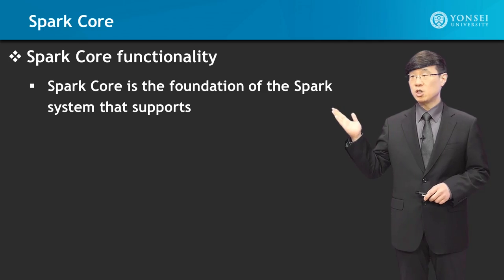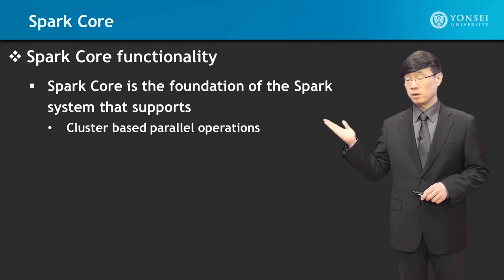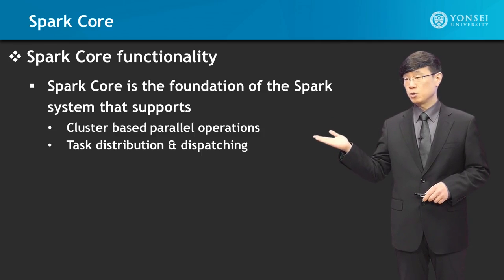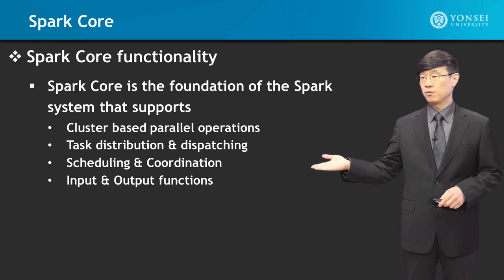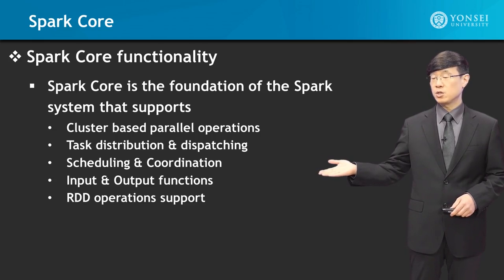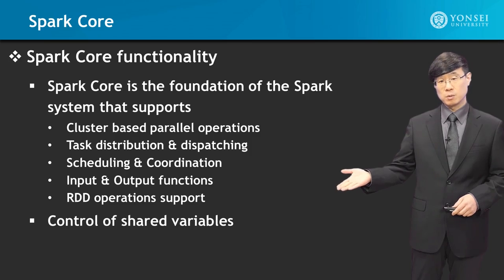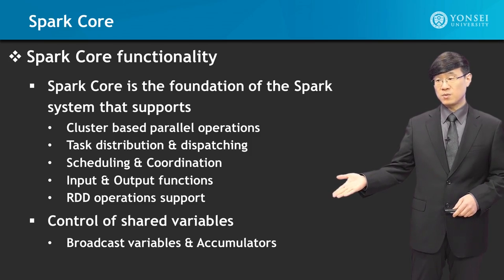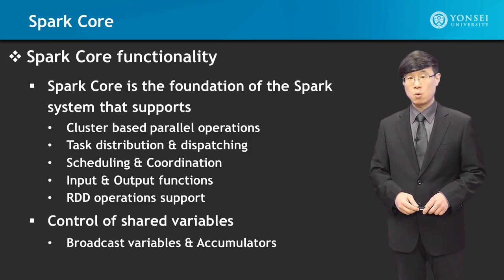Spark core is the foundation of the Spark system that supports cluster-based parallel operations, task distribution and dispatching, scheduling and coordination, input and output functions, RDD operations support. Control of shared variables are broadcast variables and accumulators, and this is also used and supported by the core.